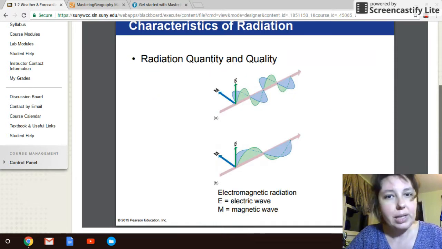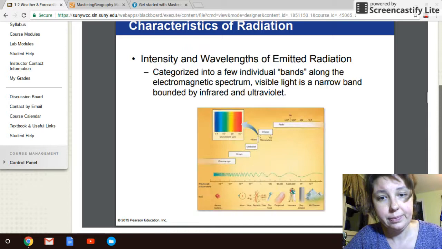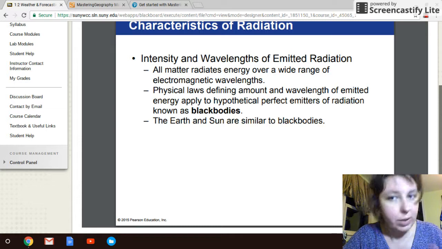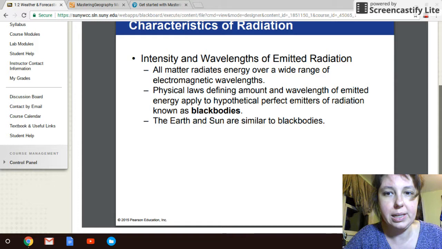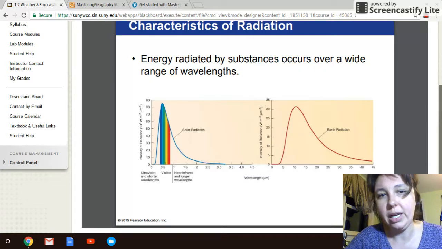Talking about quantity and quality of that radiation and measuring electromagnetic waves. Intensity of wavelength, emitting of radiation. Once again, these are things where you can just read, they're kind of definition based. Black bodies are objects that are absorbing radiation. So when you hear of something being black body, it means that it's absorbing the radiation that's hitting it.